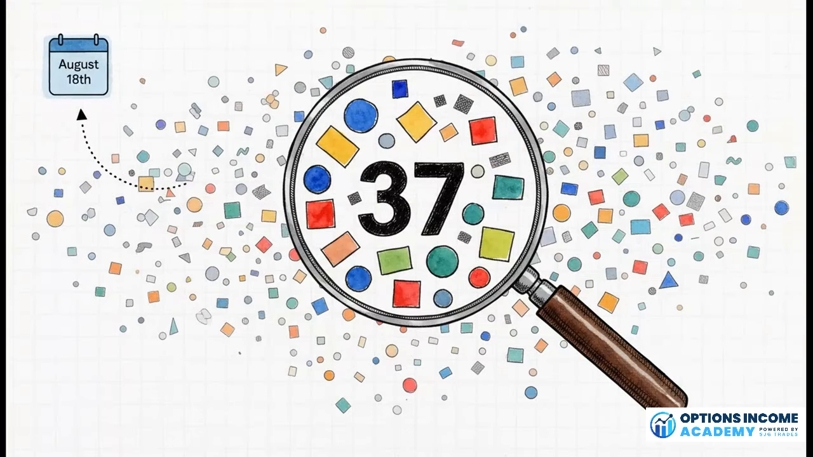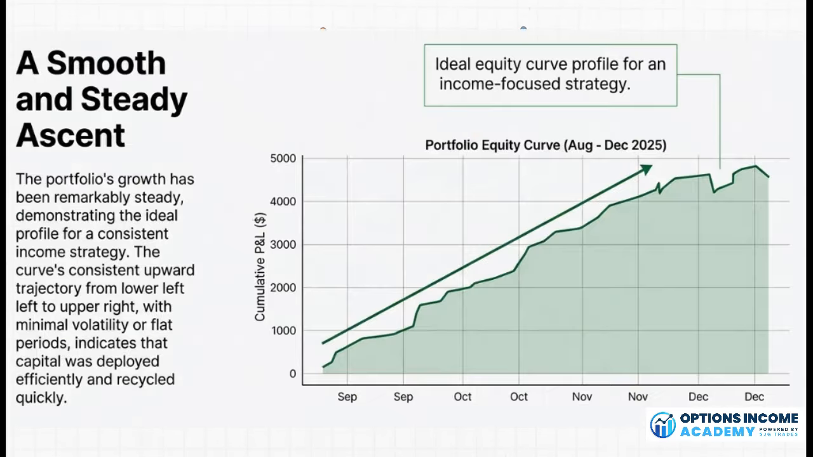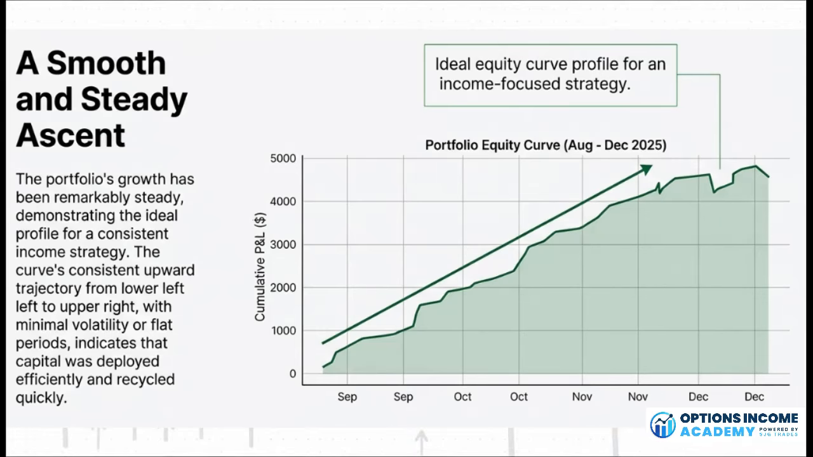Now, we're looking at a very specific window of time, just the 37 trades from the alert service starting on August 18th. And remember, these trades are a part of the larger portfolio we just looked at. By isolating them, we can see exactly what a subscriber would have experienced. And what they experienced was, well, just look at this chart.